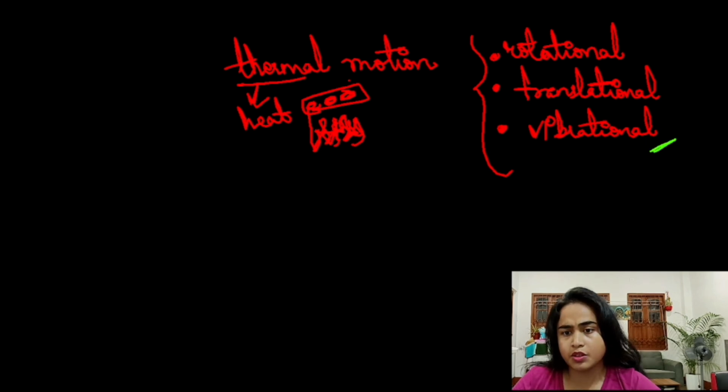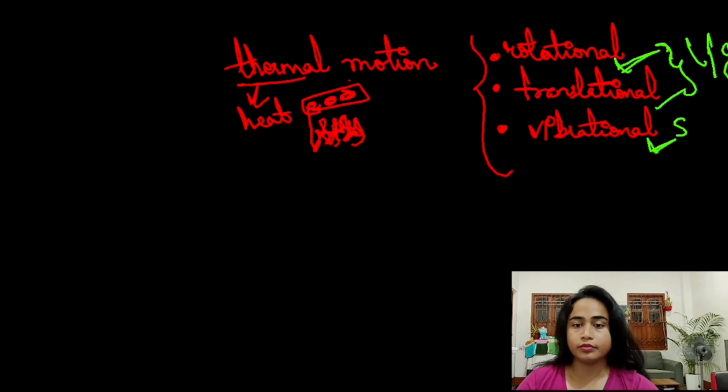Vibration is basically seen for your solid atoms. Solid, because they are closely packed and the atoms cannot move freely, so they just vibrate about their mean position. Whereas translational or rotational motion, either one of them is seen in your liquid or gas, because the molecules are a bit farther apart as compared to a solid.